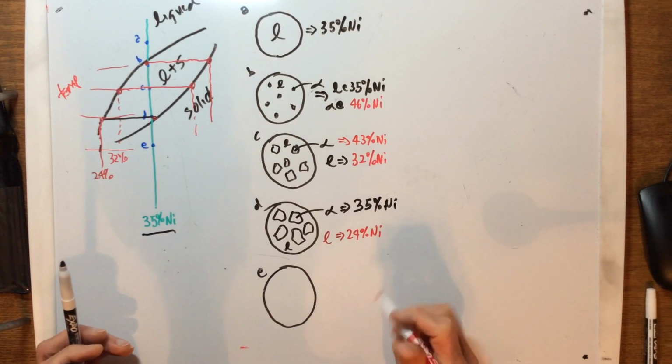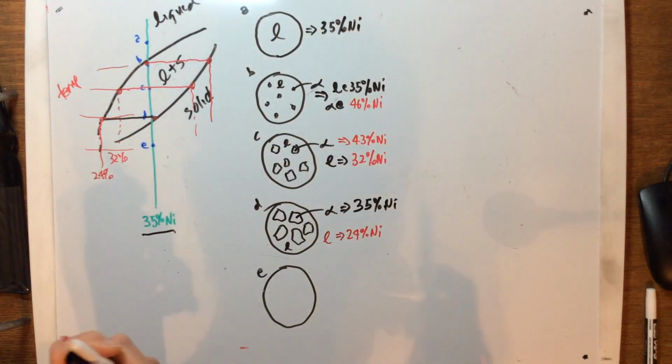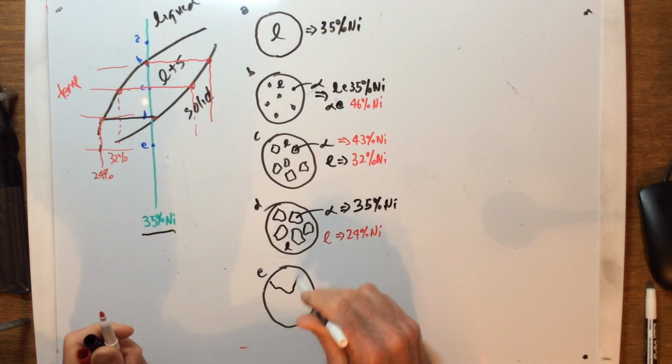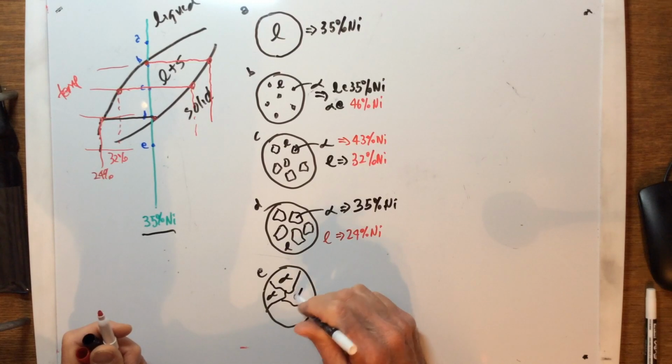And then finally, when we get to the very bottom, all we're going to have is all of these giant multiple alpha grains.